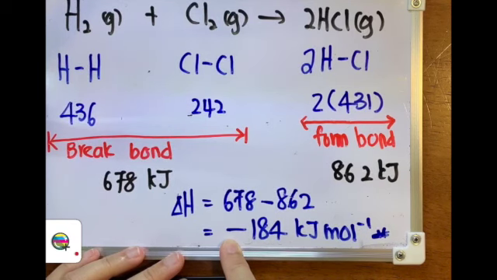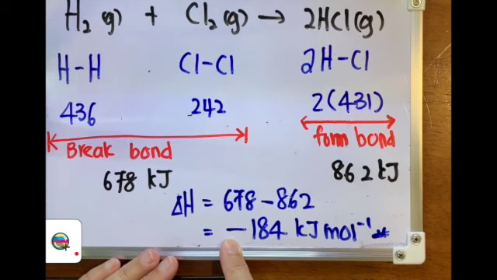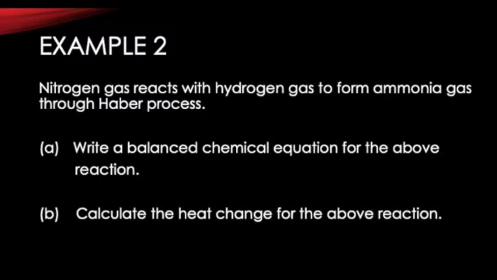If I want to record the observation for this chemical reaction, I can see that the final temperature recorded by the thermometer reading is higher than the initial thermometer reading. Okay guys, I hope you can understand the explanation based on example 1.